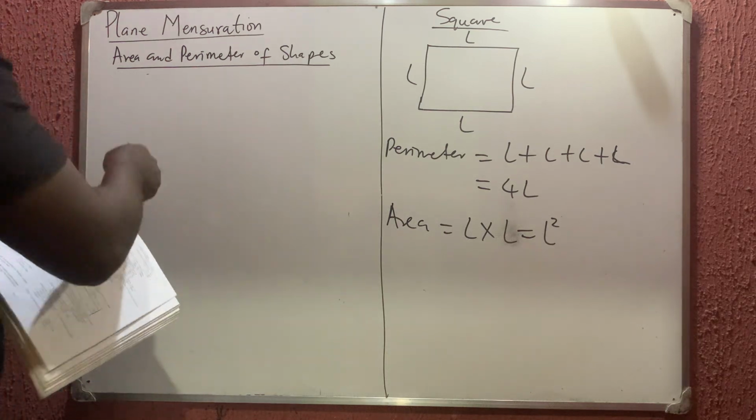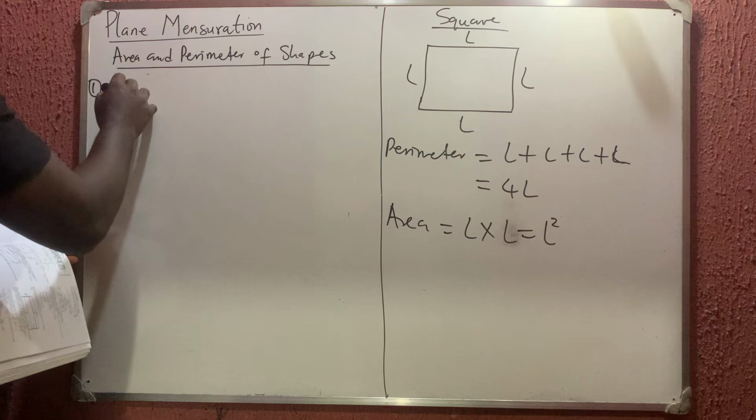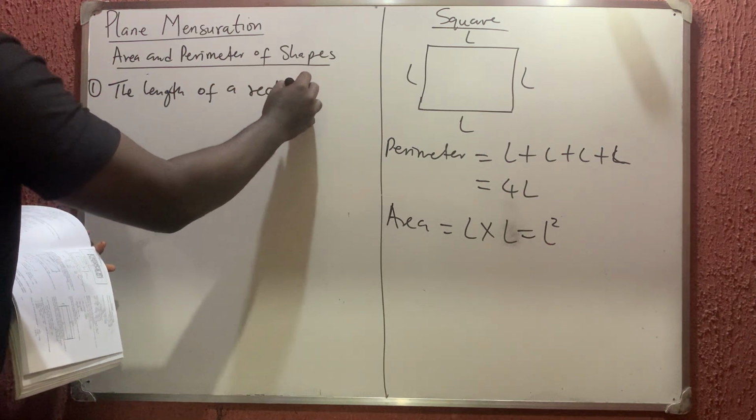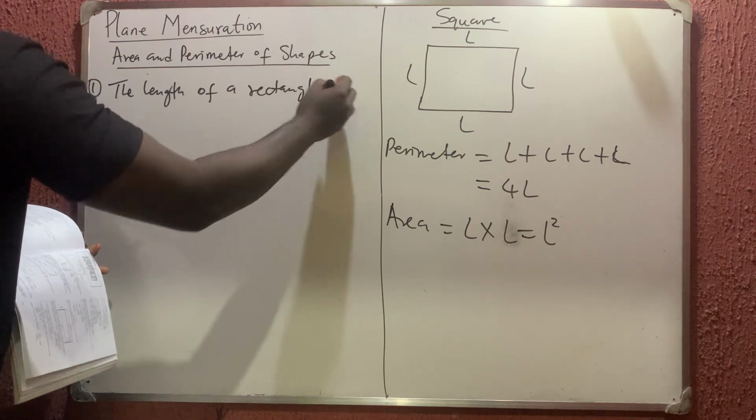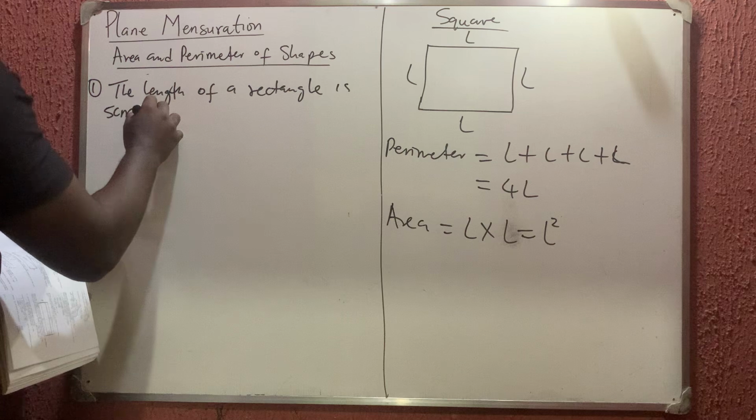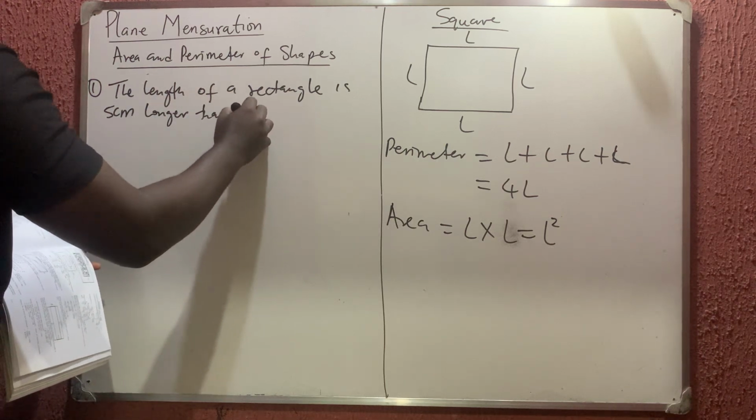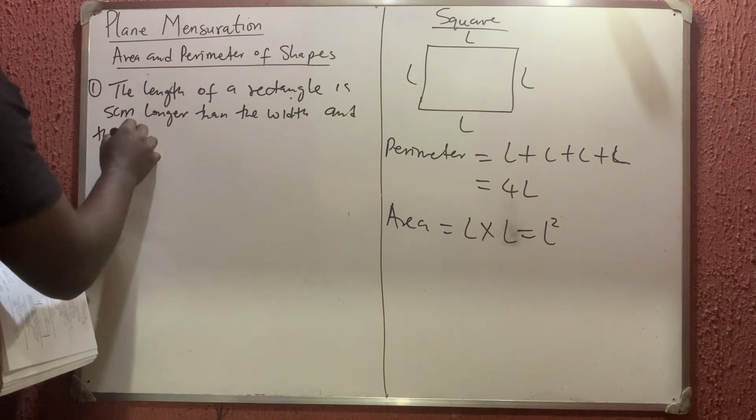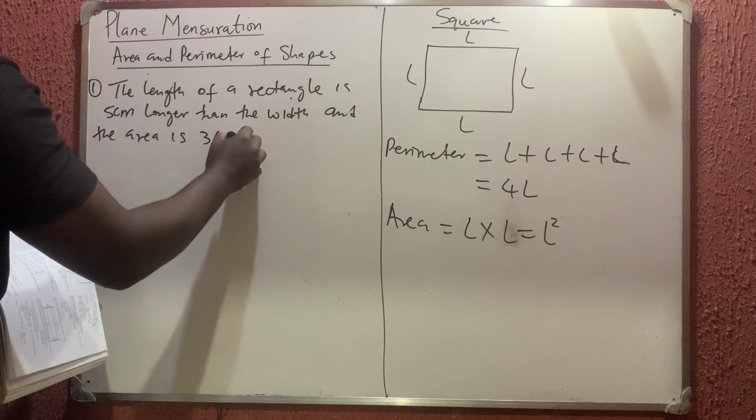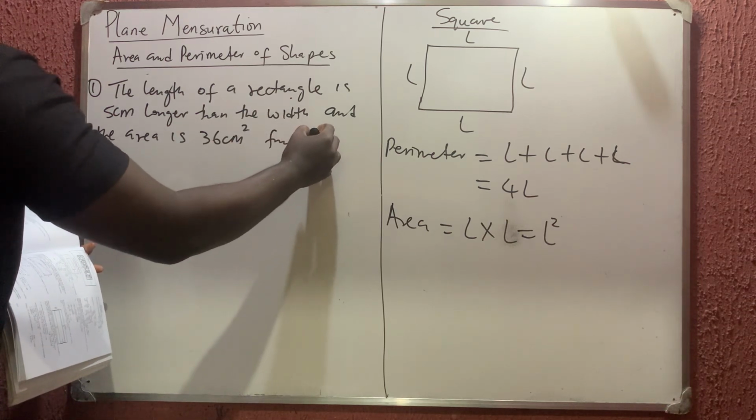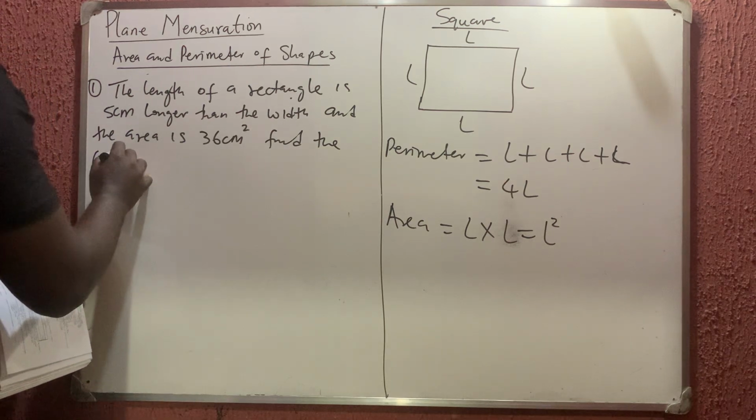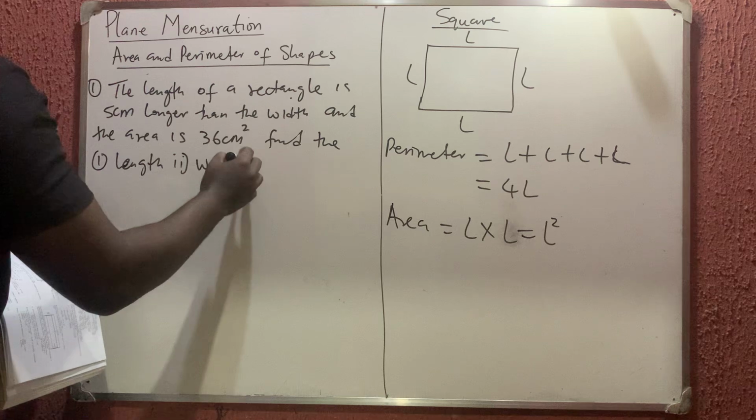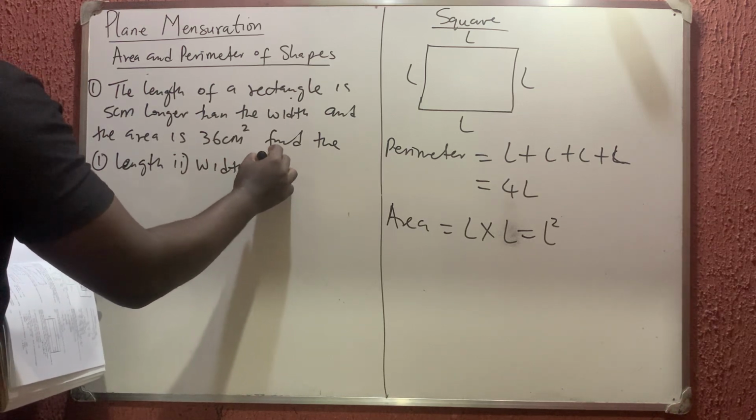So the first question, question number 1, said that the length of a rectangle is 5 cm longer than the width, and the area is 36 cm squared. We now say find: one, the length; two, the width; then three, the perimeter.